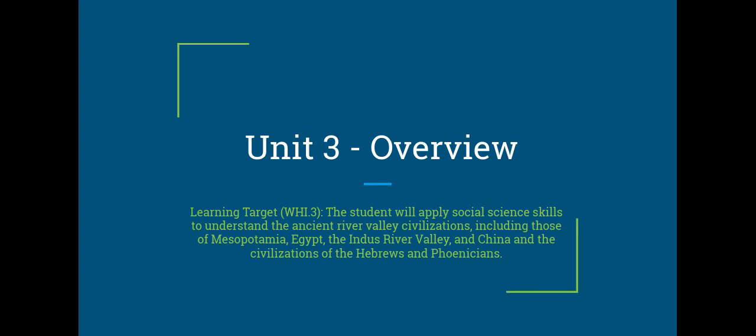In Unit 3, our learning target is to make sure that we can apply our social science skills to understand the ancient river valley civilizations. And those river valley civilizations are going to include the civilizations of Mesopotamia, Egypt, the Indus River Valley, and China. In addition to those big four, we are also going to take a look at the Hebrews and Phoenicians as they occupy an area called the Fertile Crescent, which is in the area of Mesopotamia as well.